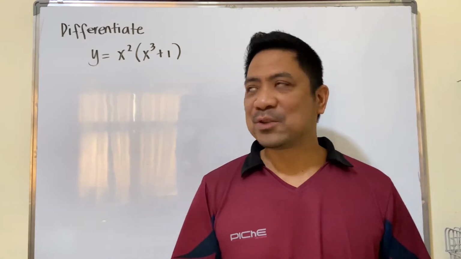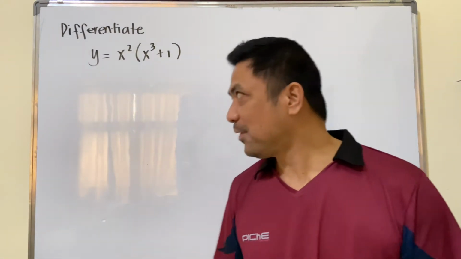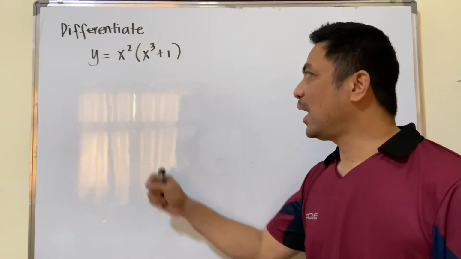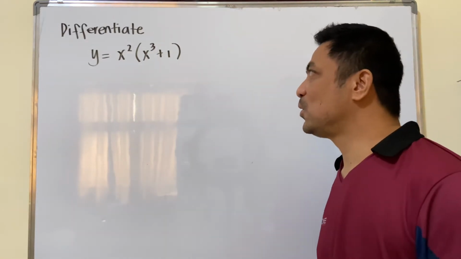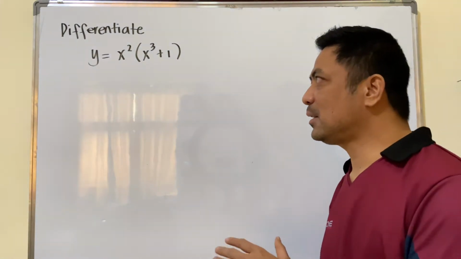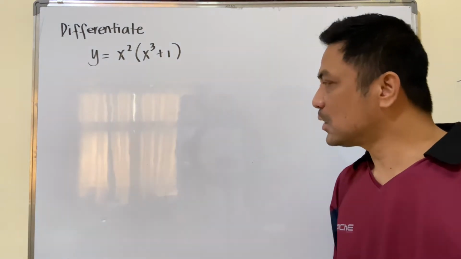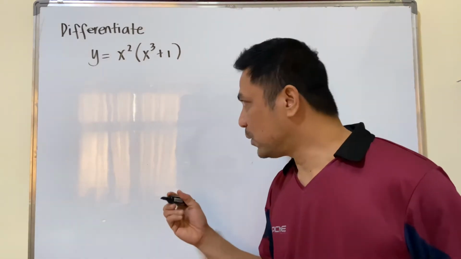So good day everyone. For today we have this problem here. We are asked to differentiate y equals x squared times the quantity x cubed plus 1. I will give you three different ways on how to do it. Let's go directly to the first one, which is actually the easiest one.